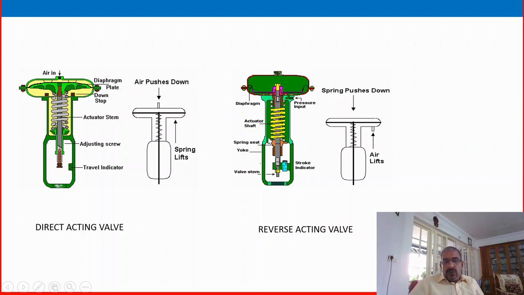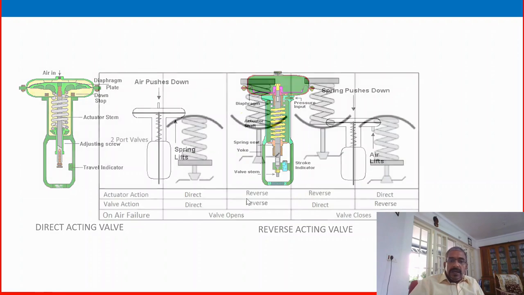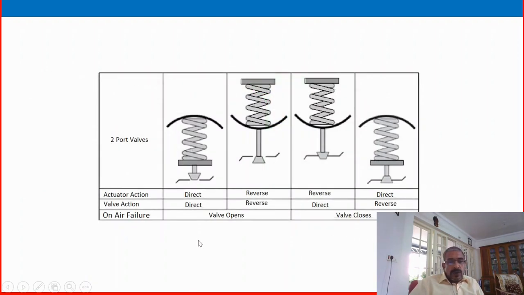But in this one, reverse acting, the same concept is there: actuator shaft, seatings, yoke and valve stem, everything is there, but the air is given from the bottom. So one important piece of information is air pushes down and air lifts, so it is reverse acting. Some more information you will get from the next slides. Look at this one. This is an example of a valve stem and a diaphragm.